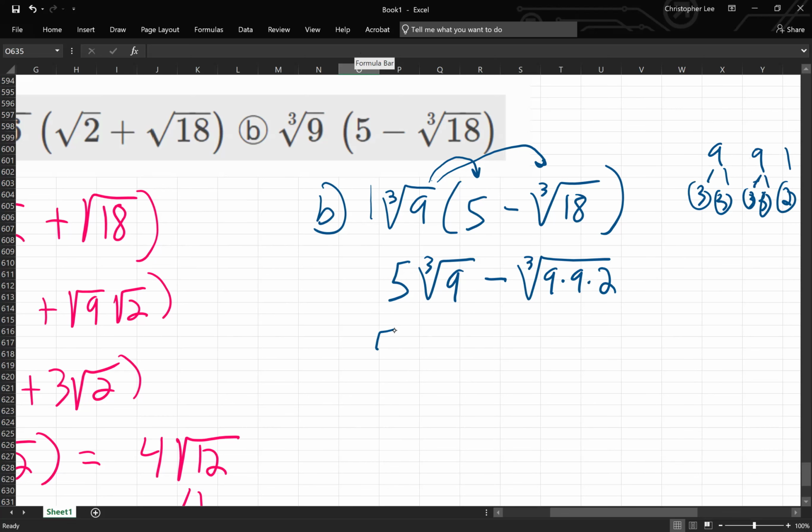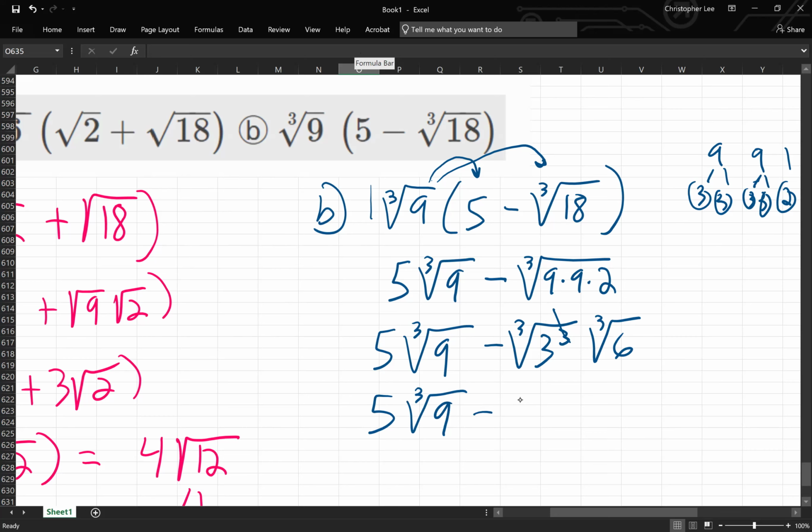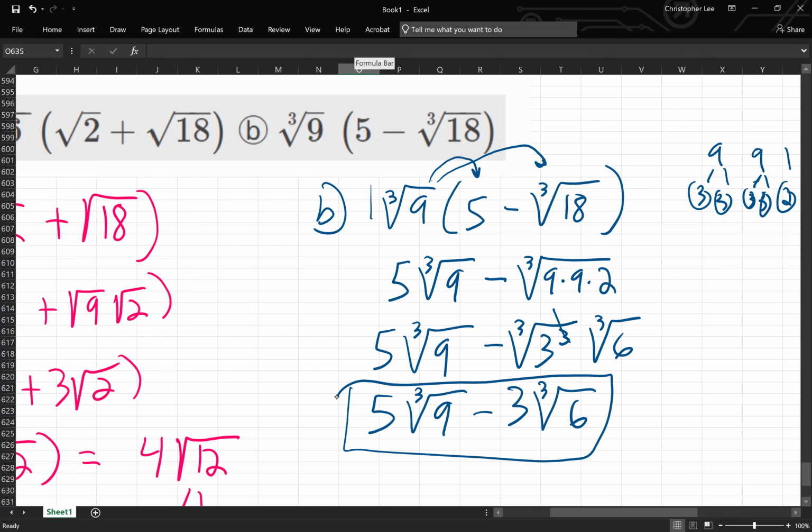So this is going to become 5 cube root of 9 minus cube root of 3 to the third times the cube root of 6. These will cancel. So I have 5 cube root of 9 minus 3 cube root of 6. The radicands are different, so this is my final answer. That's it.